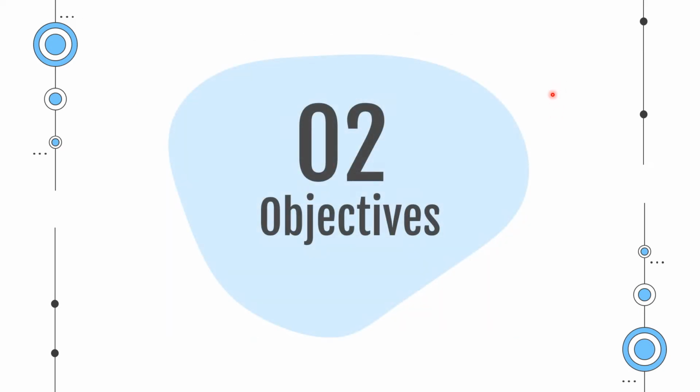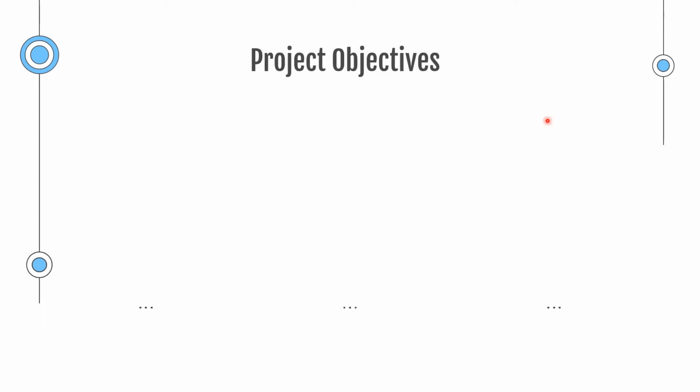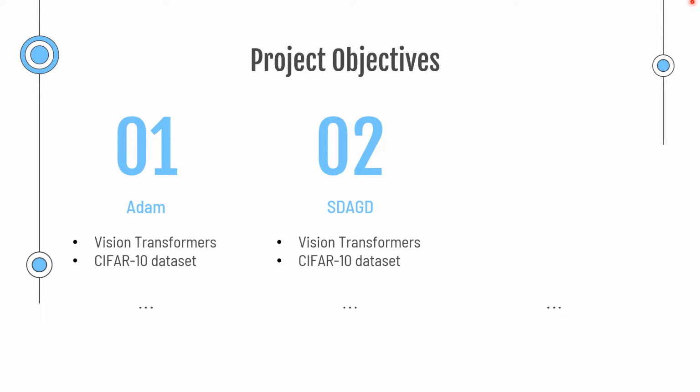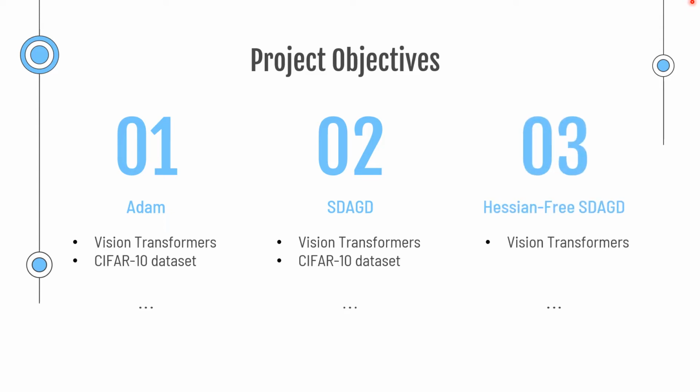We can start formulating the objectives based on the problem statement. The first objective is to use a first-order optimization algorithm, in this case ADAM, on the Vision Transformer application using the CIFAR-10 dataset, which I will explain in the next section. After that, I will switch to SDAGD and perform the same task and use the results to make a comparison. After better understanding the current state of these algorithms, I will modify the Hessian-free SDAGD optimization algorithm to improve its performance.